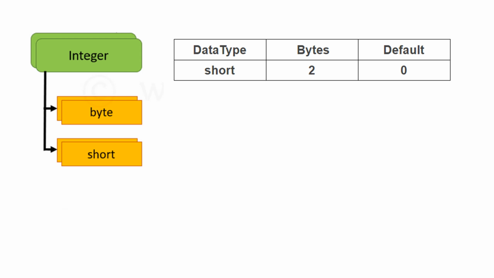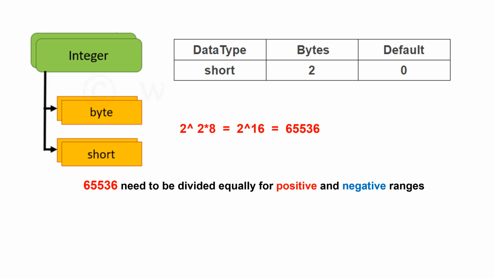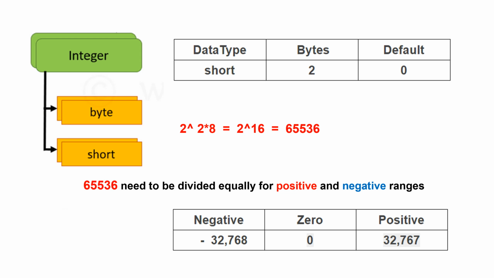The next data type is short. Short can save up to 2 bytes of data. For the range, that is 2 to the power 2 into 8, that is 2 to the power 16, which represents 65,536. When I divide it equally for positive and negative ranges, I get minus 32,768 for negative ranges and 0, and the remaining 32,767 for the positive range. Say you want to store the number of days in a year, that is 365. You can choose short. Since byte can store only up to 127, short will be the better option. And the default value of short is 0.